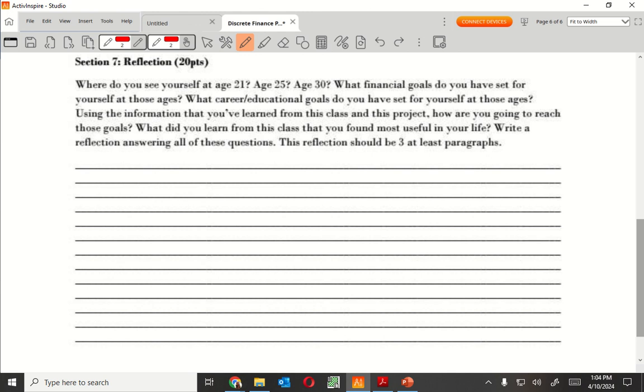Okay, career and educational goals. Really think about it. What do you want to do? People say, okay, I want to be married and have kids and have a nice car and a nice house by the time I'm 30. I want to be rich by 30. What are you doing to get there? There's a whole bunch of work and stepping stones to get you to that point. What is it you're doing?